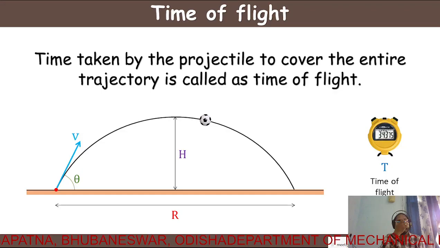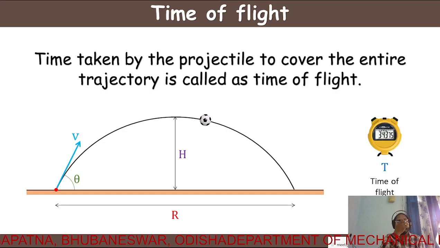If the total time is t, very simple, this will be t by 2. T by 2. Very good. So t by 2. Okay. So this is time of flight. Now what is h here?